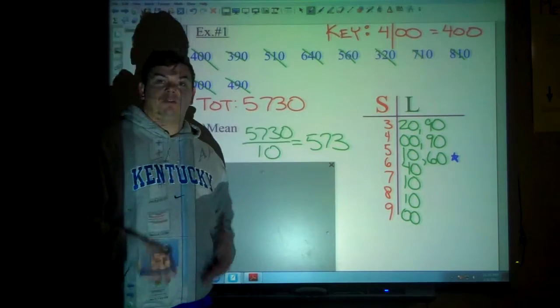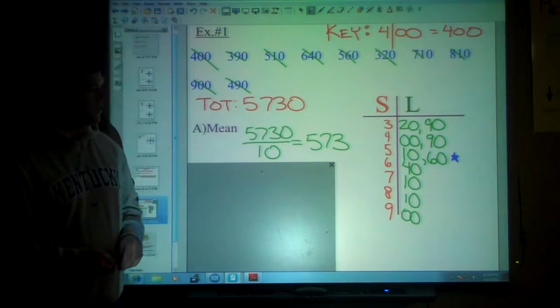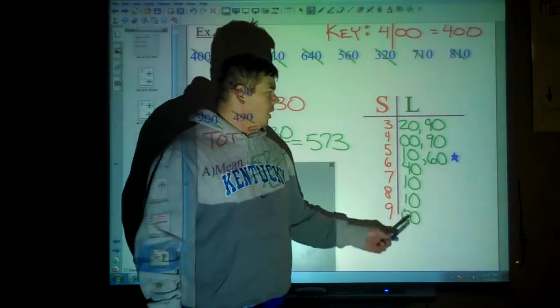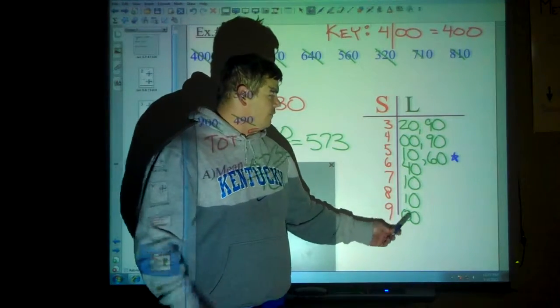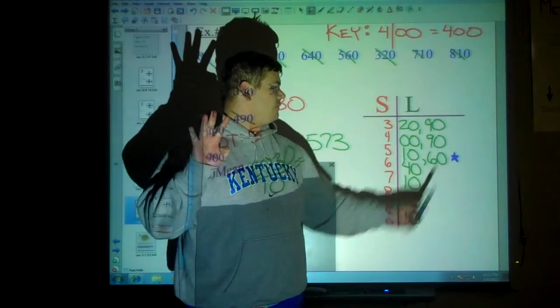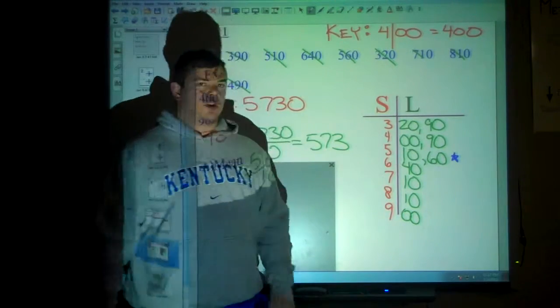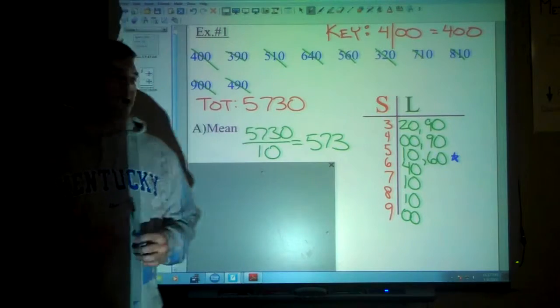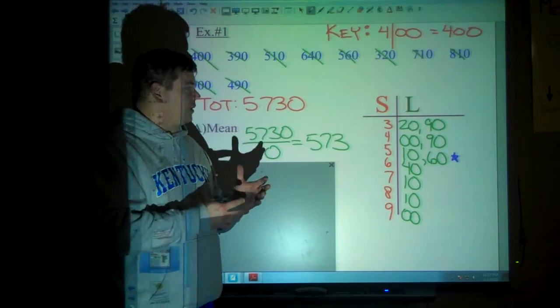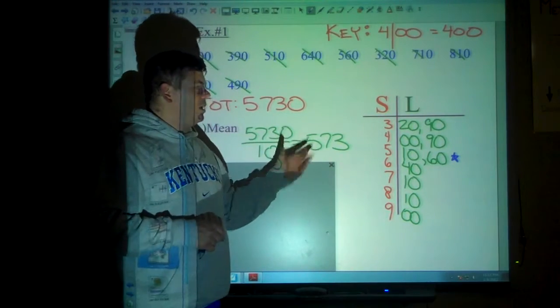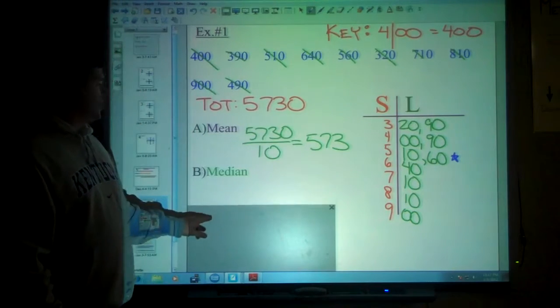Does that seem like a fairly decent measure of central tendency? Well, there are 10 total numbers. There are 4 numbers that are larger than 573, and 6 numbers that are smaller. So it's not too far from the middle of the values, so it's not terrible, but maybe there's something better. Let's look at the median.